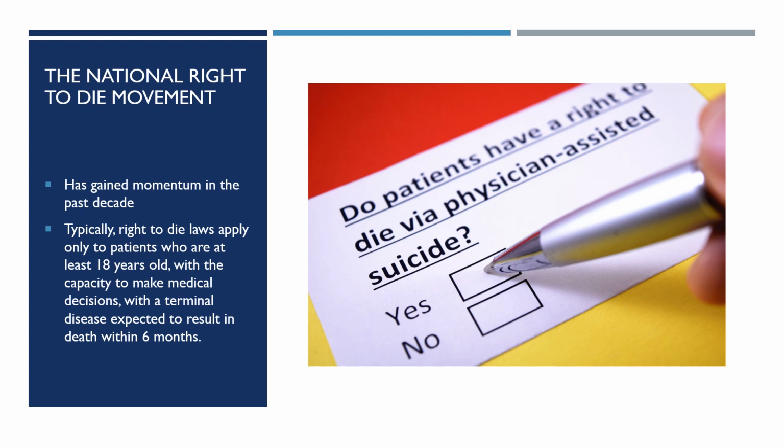At times, individual rights must be superseded to ensure safety for everyone that's involved. So the National Right to Die movement has gained momentum in the past decade. Typically, right to die laws apply only to those patients that are at least 18 years of age with the capacity to make those medical decisions, with a terminal disease expected to result in death within 6 months.